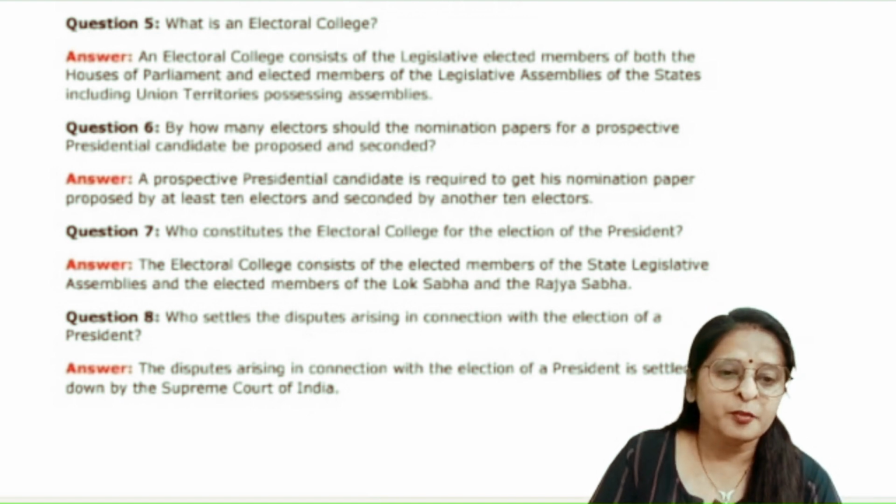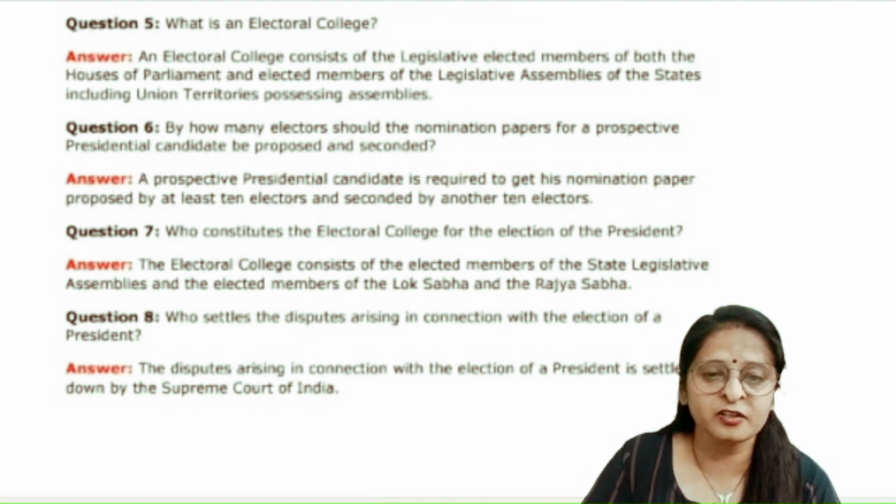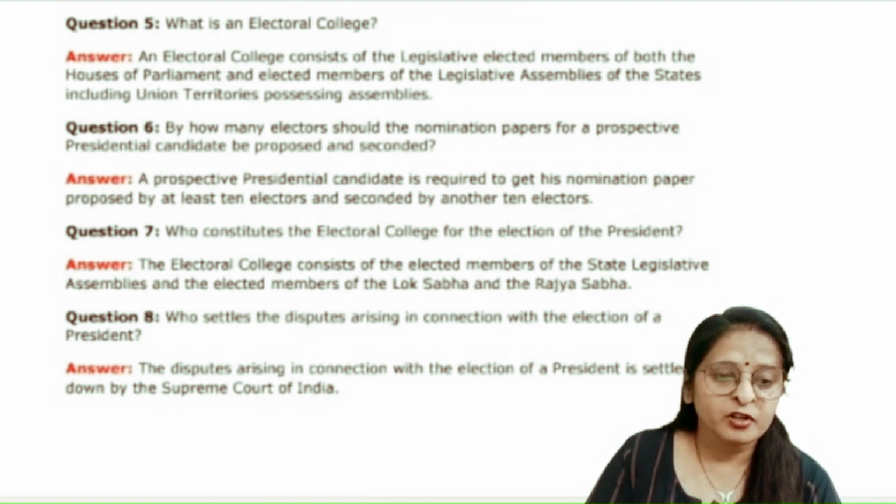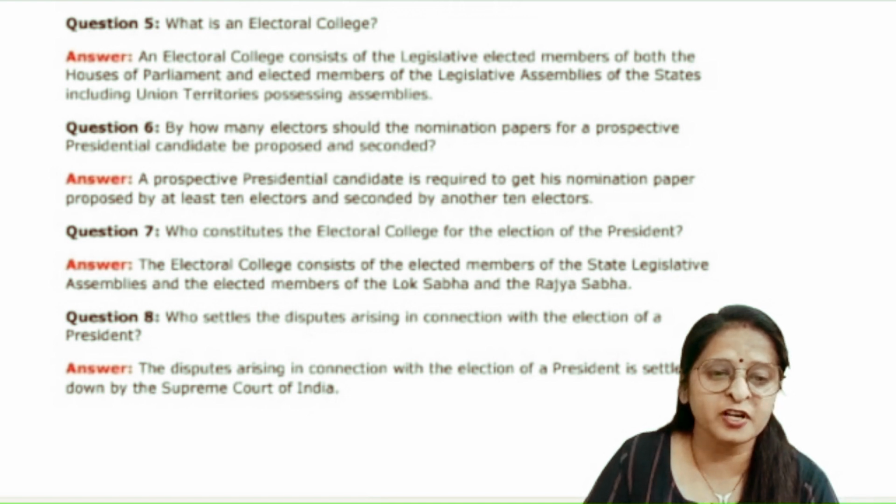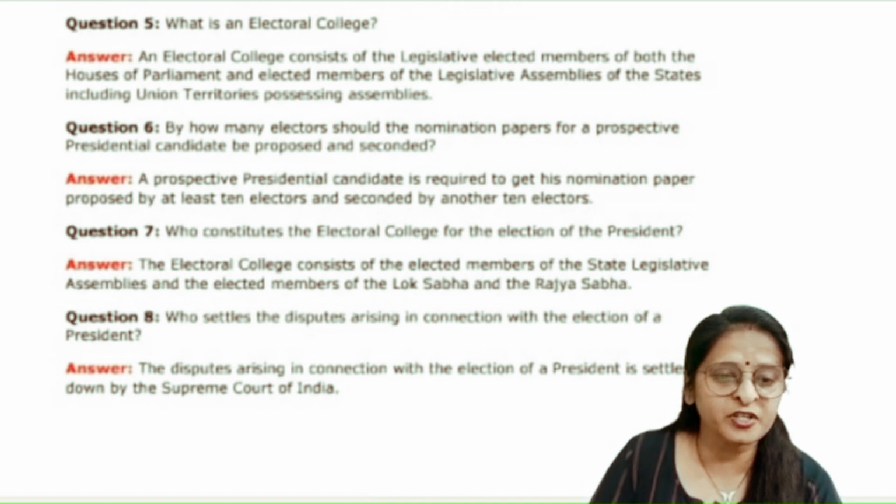Next question, by how many electors should the nomination paper for the prospective presidential candidate be proposed and seconded? The prospective presidential candidate is required to get his nomination paper proposed by at least 10 electors and seconded by another 10 electors.